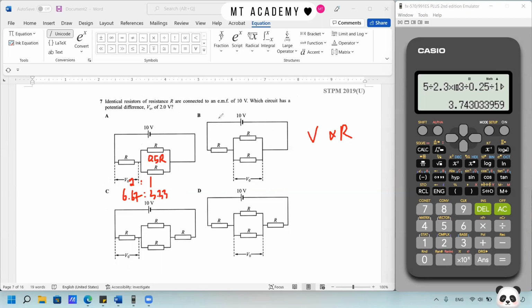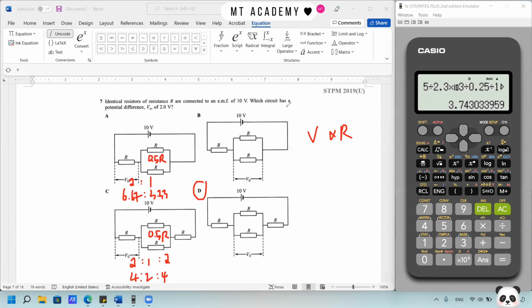So A and B have the same circuit structure. So V out here is 3.33 volt. As for C and D, we can see this is 0.5 R, the equivalent resistance. And then we can get the ratio of the resistance as 2 to 1 to 2. So the voltage would be 4 to 2 to 4 volt. So now we can see that V out here is 4 volt and the voltage here is equal to 2 volt, and the answer is D.